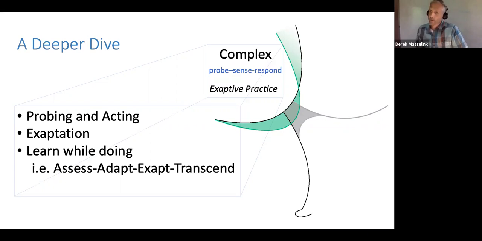And then there's this real focus on learning while doing. Dave talks about this now as assessing, adapting, exapting, bringing in newer approaches, and then transcending is actually embedding these transformative innovations and bringing them into practice. It's sometimes hard to appreciate, but the unowned domain is a really rich area for innovation. We see a lot of things emerge that can then be embedded and become common practice.